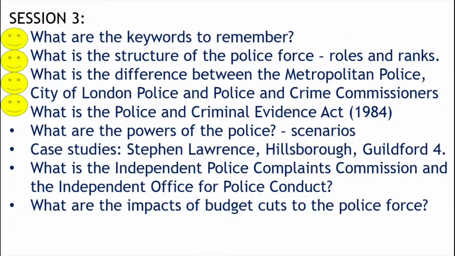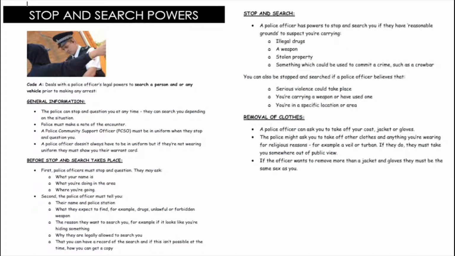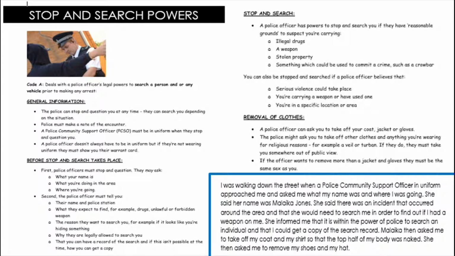We have just completed the part of this session where we look at the Police and Criminal Evidence Act of 1984. We're now going to look at the powers of the police through certain scenarios and activities. Here's a summary of stop and search powers of the police. It also covers the rights that the public have under the Police and Criminal Evidence Act when being stopped and searched. What we're going to do is look at this scenario and apply it to the powers of the police and the rights of the public in regards to stop and search.